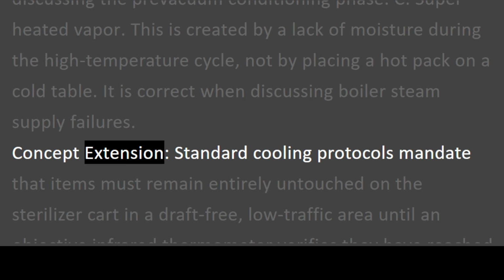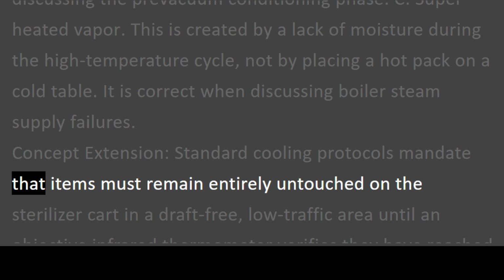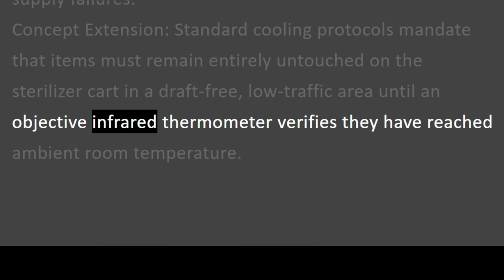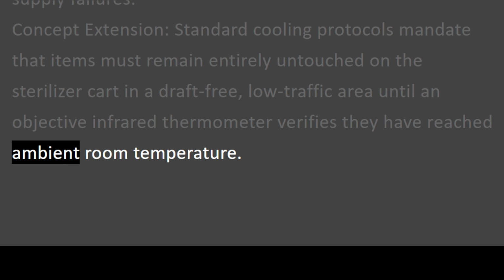Concept extension. Standard cooling protocols mandate that items must remain entirely untouched on the sterilizer cart in a draft-free, low-traffic area until an objective infrared thermometer verifies they have reached ambient room temperature.